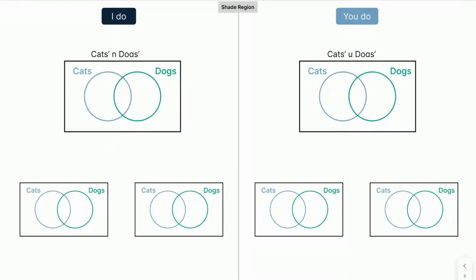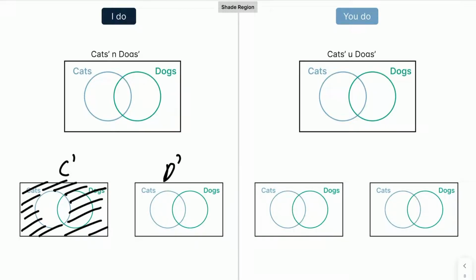And now we have not cats and not dogs. Again, I'm going to look at them as two separate things. So I'm going to look at not cats first and then not dogs. So if I come down here and I do not cats and then here not dogs. So not cats is everything outside the light blue circle. So that's everything outside that light blue circle. And then not dogs is everything outside of the green circle.